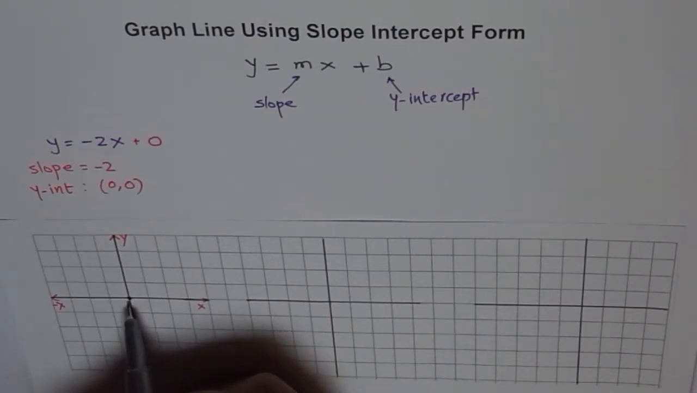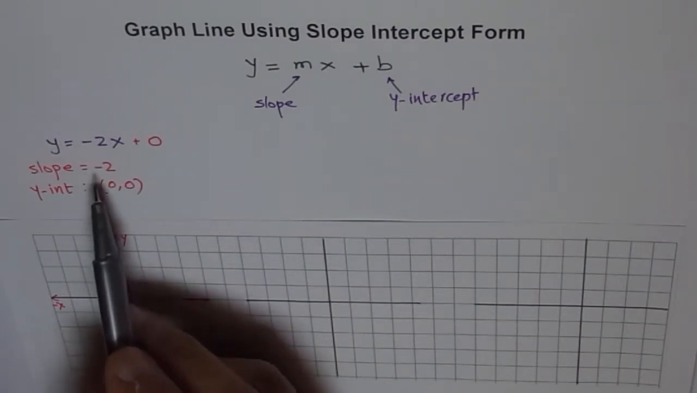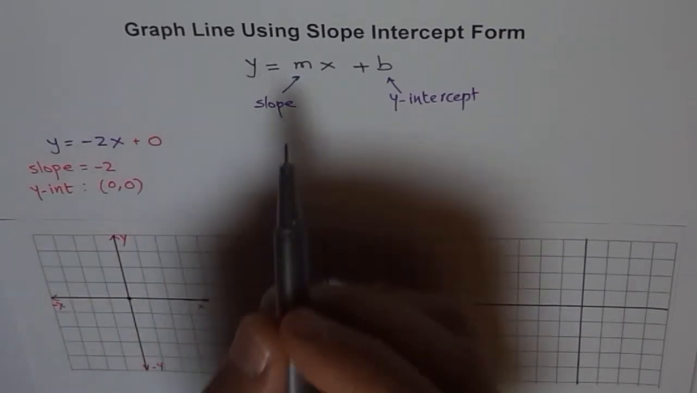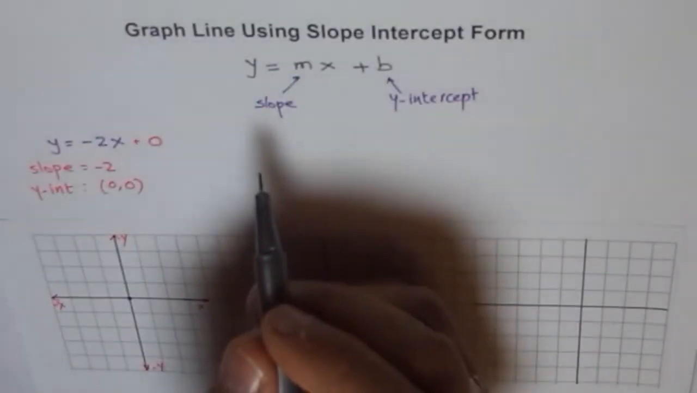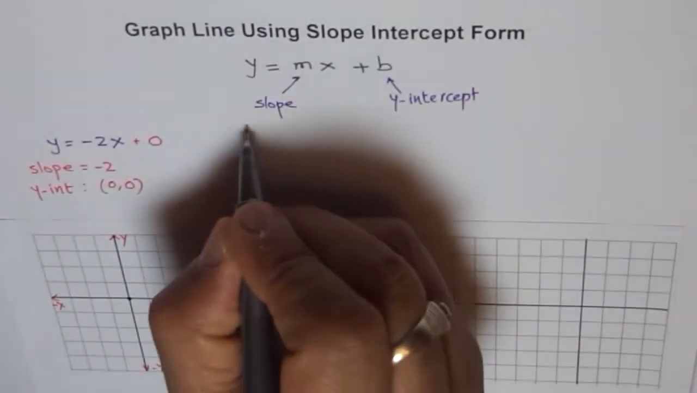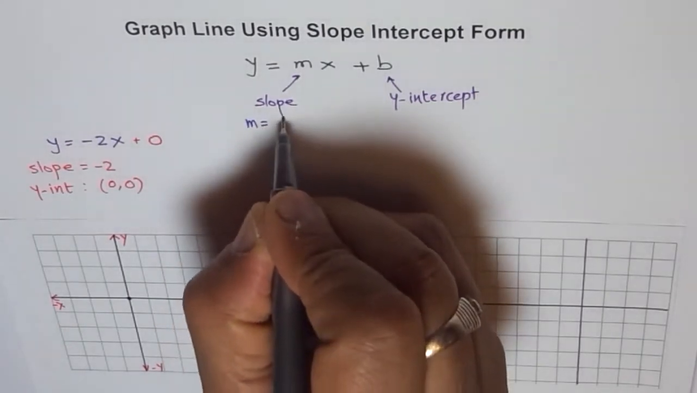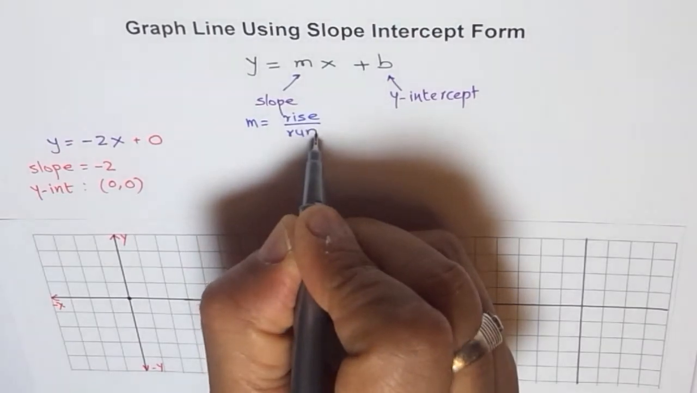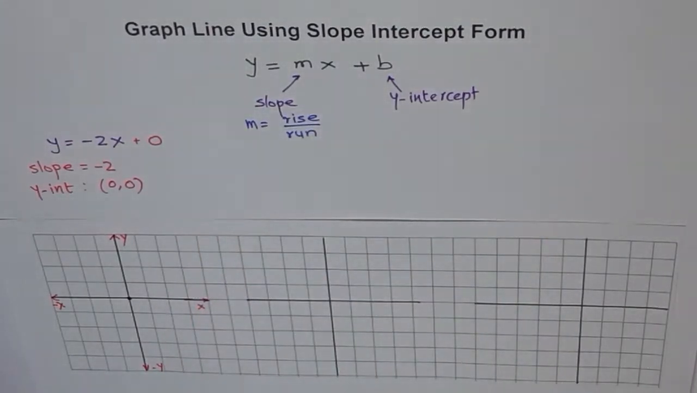And to get the second point, I'll take help of the slope. Slope is minus 2. Minus 2 can be seen as minus 2 over 1, right? And what is slope? Slope is rise over run, correct? Do you remember that part? Let me write here, slope m is equal to rise over run. That is slope, right? Now here, the slope is minus 2.